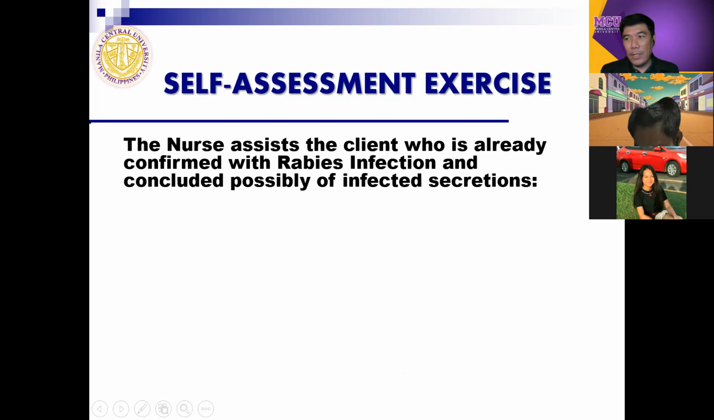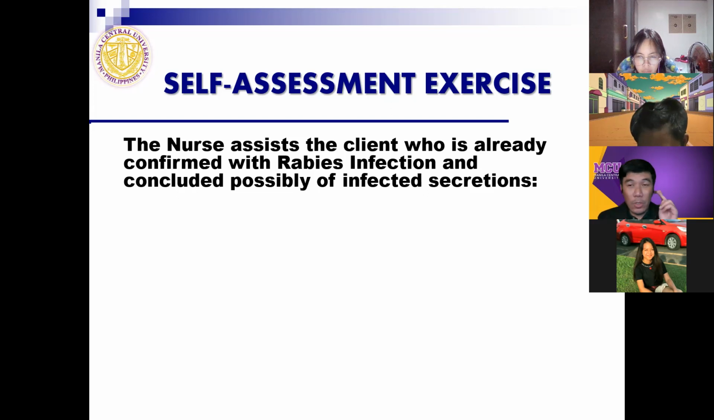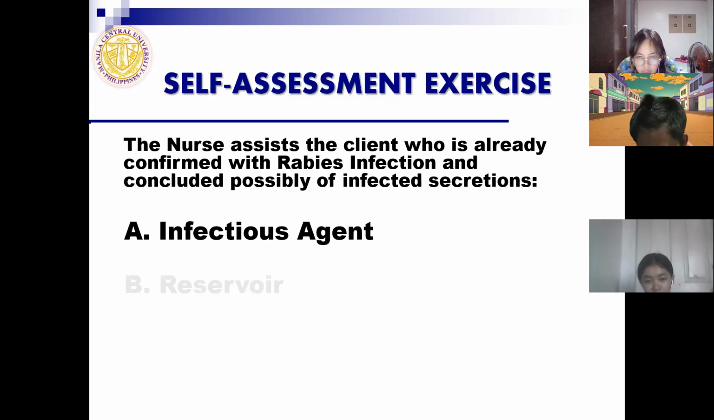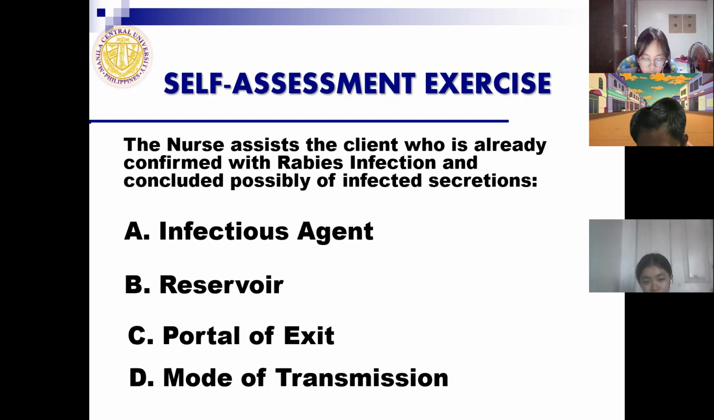Okay, so let's have a higher number. May we have 28 among the 40 students that we may have. The nurse assists the client who is already confirmed with rabies infection and concluded possibly of infected secretions. Try to check the keywords that you may have in the question. So it could be infectious agent, reservoir, portal of exit, or mode of transmission. Again, I may need 26 participants.